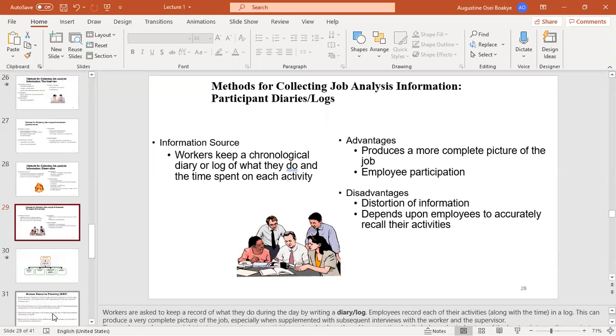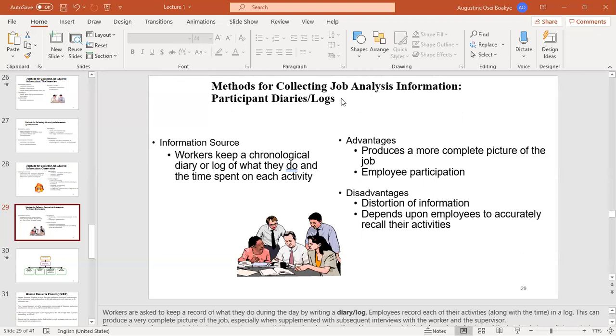Then the last one is the use of diaries or logbooks. The use of diaries or logbooks. And I'm very, very sure that most of you have your own personal diaries that you use to perform your job.